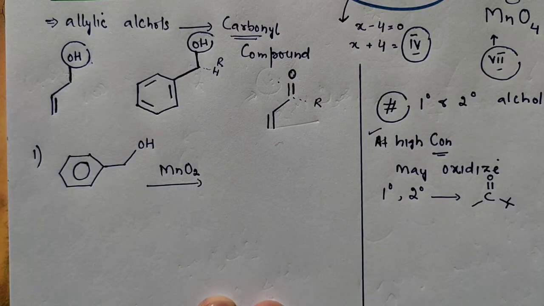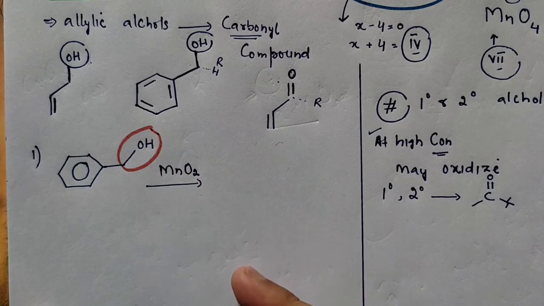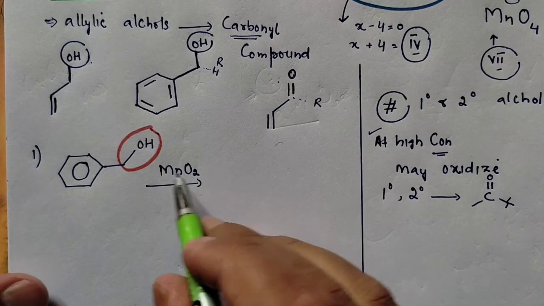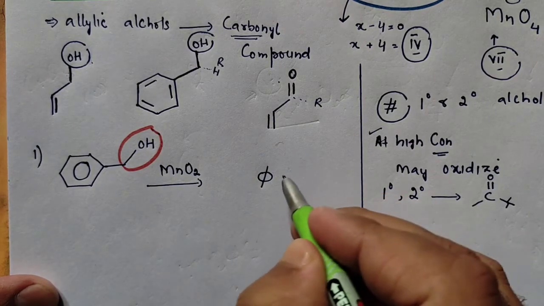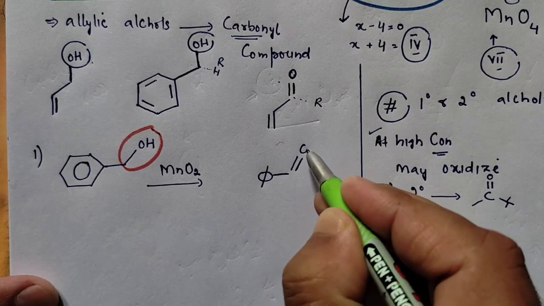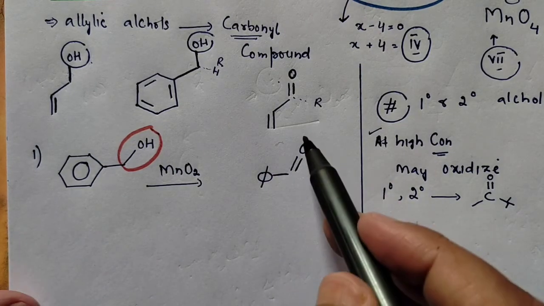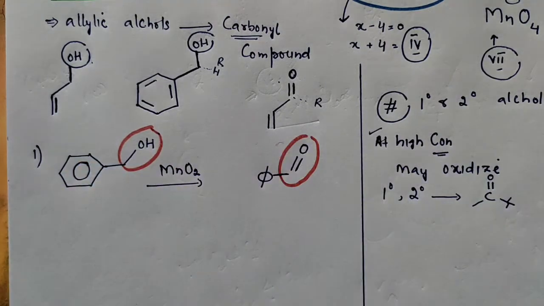Bahut simple hai. If we know MnO2 can do what? Allylic or benzylic alcohols to carbonyl compounds. So this bond ko hume convert karna hai into carbonyl. Very simple. So you have to convert this group into C double bond O. That's it. So we'll write down. So now I will write the benzene in this form. Shortcut mein. This is your benzene ring. Okay? So what I have to do is very simple. So this is the answer of the question. This is the transformation. This is your benzene ring. That's it. Okay?